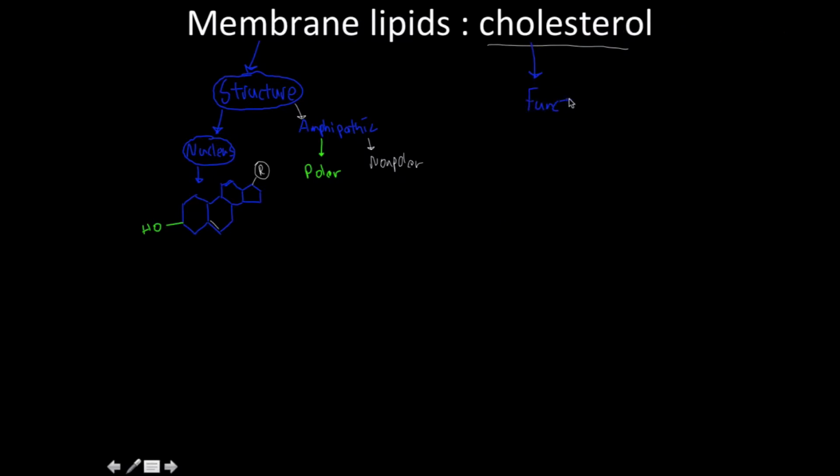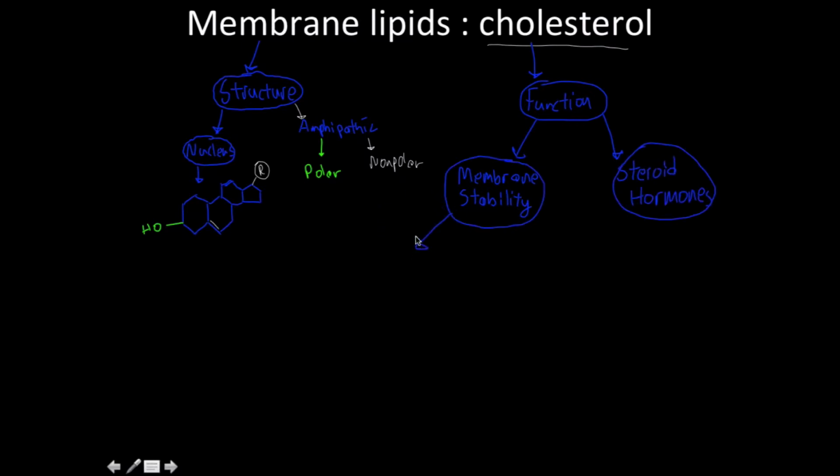So for the function of cholesterol, there's really just 2 important functions that they have. There's one that helps with membrane stability, and then the other one that's acting as steroid hormones. All right, so for the concept of membrane stability, we have things that are going to keep us stable whenever it's hot outside and things that are going to keep us stable whenever it is cold outside.